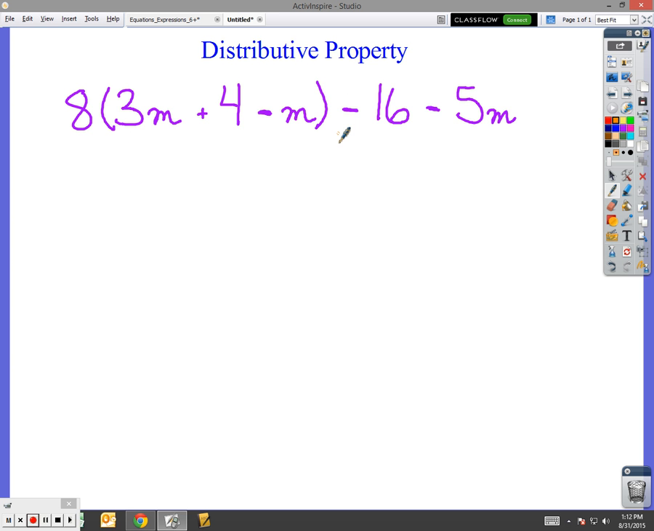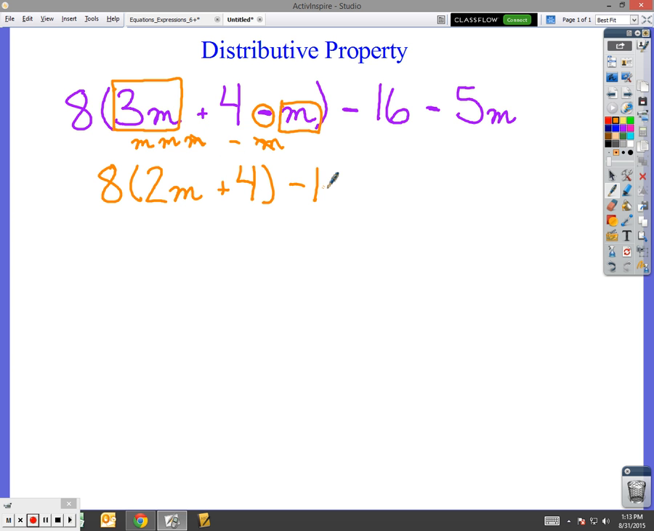I look inside the parentheses first. Can I combine any like terms? Oh yes, indeed I can. I have 3m's here, and I have an m here, but this m here is being subtracted. So when I combine those two terms, the 8 stays on the outside. 8 times 3m minus m gives me 2m's. Think about it this way. I had 3m's, and it says minus an m. Well, those two m's cancel out, left with 2. Plus 4 minus 16 minus 5m.